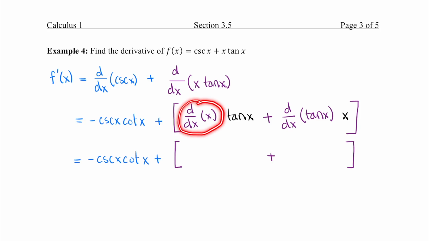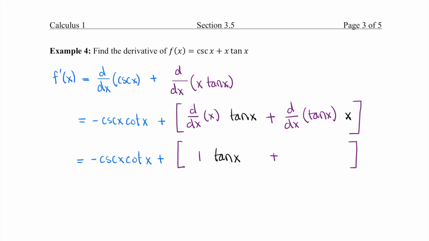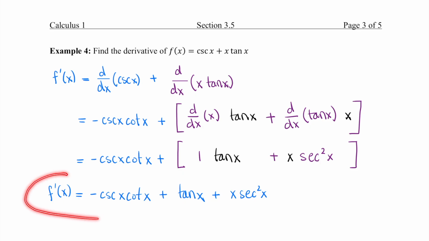The derivative of x is 1. So for the first term, I have 1 times tangent x, plus the derivative of tangent x, which is secant squared x. So for the second term, I have x times secant squared x. So we have negative cosecant x times cotangent x plus tangent x plus x times secant squared x. And this is my derivative.